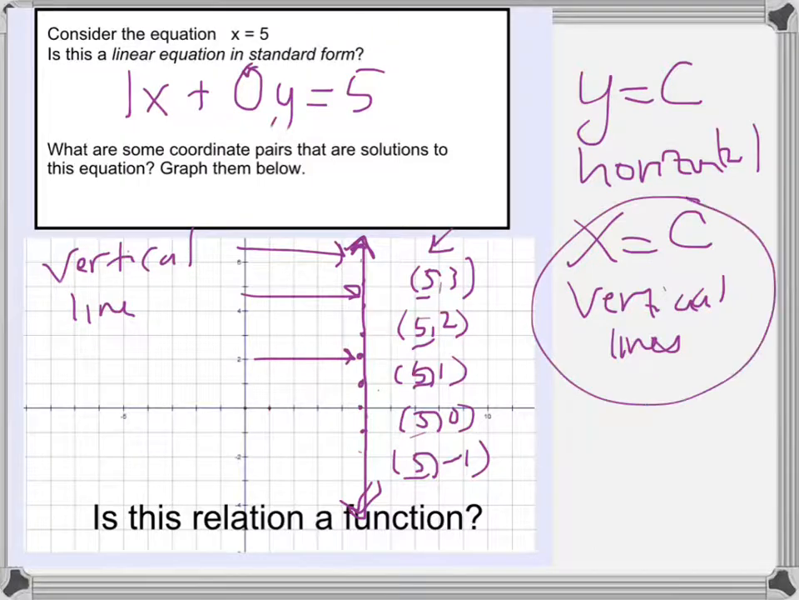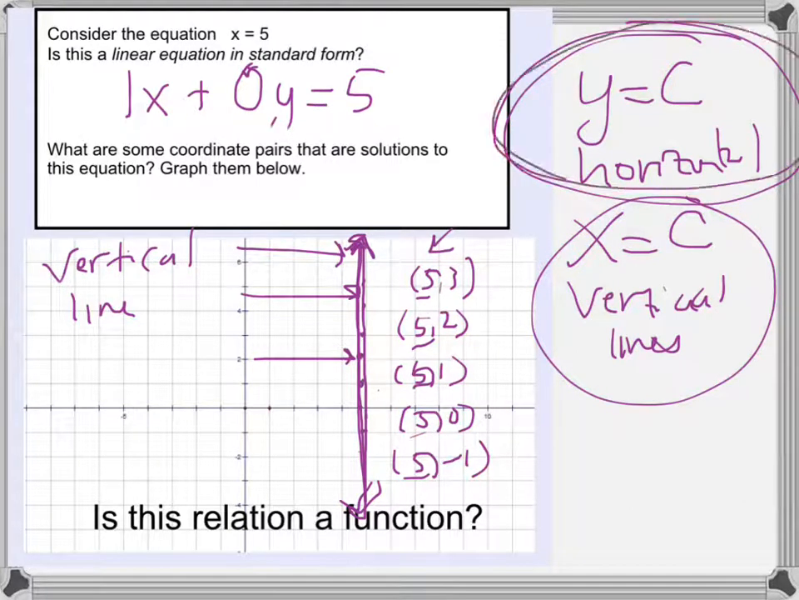Because this is saying the x-coordinate stays the same. In a vertical line, the x-coordinate remains the same. This is saying that the y-coordinate remains the same, so that would make the line have the same distance away from the x-axis, which would make it a horizontal line.